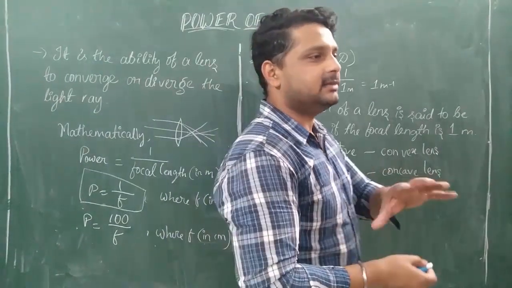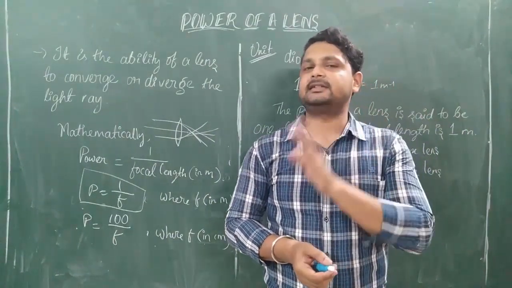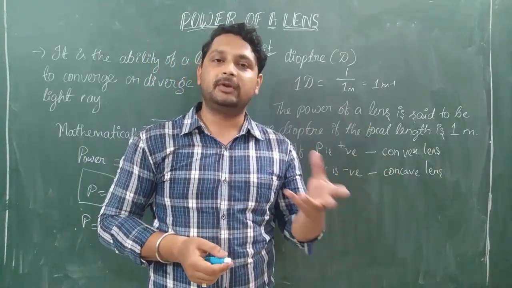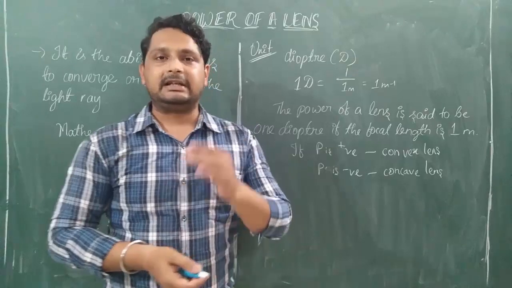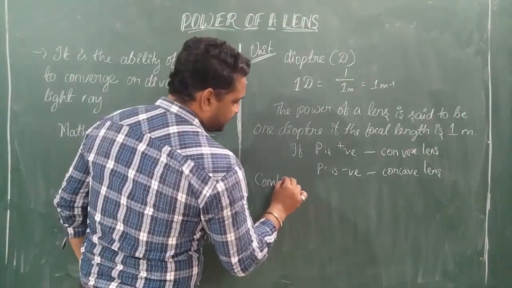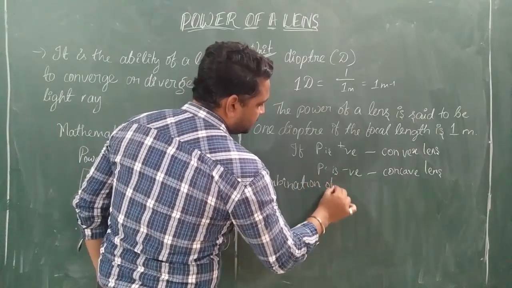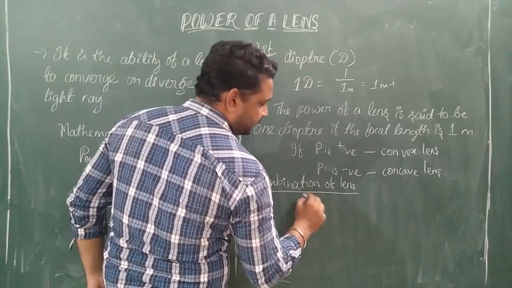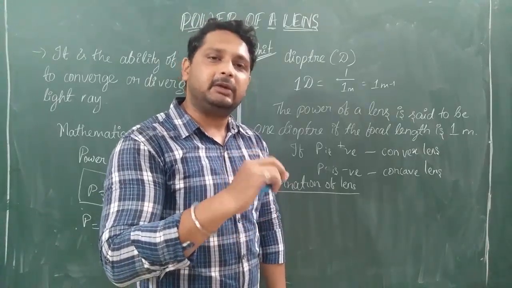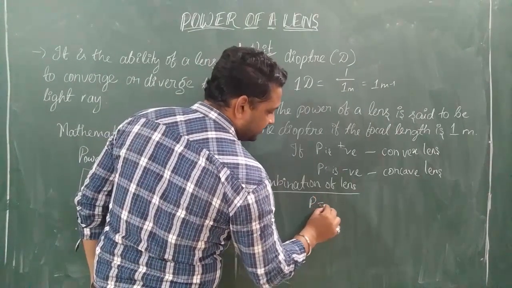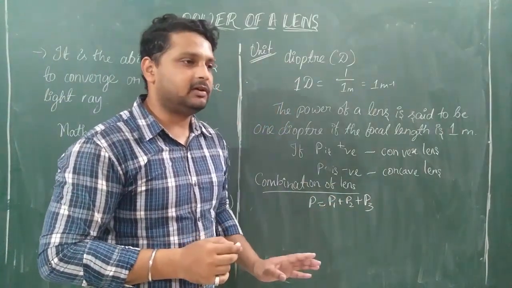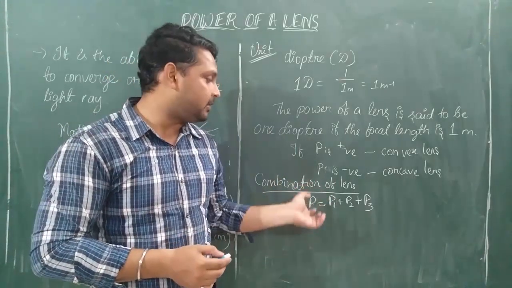And sometimes, in some optical instruments, a single lens is not enough. So they use a combination of different lenses. It may be 2 or 3 convex lenses, or 1 convex lens and 1 concave lens. At that time, the power algebraically adds up. If an optical instrument contains 3 lenses, each with power P1, P2 and P3, then the total power P will be P1 plus P2 plus P3. So this is the concept of power for the combination of lenses.